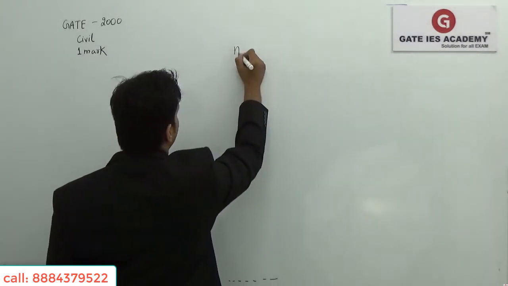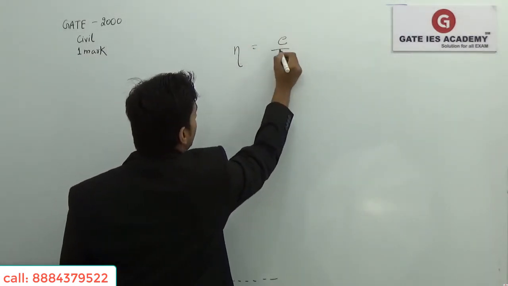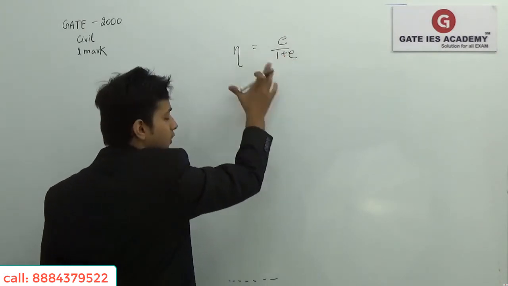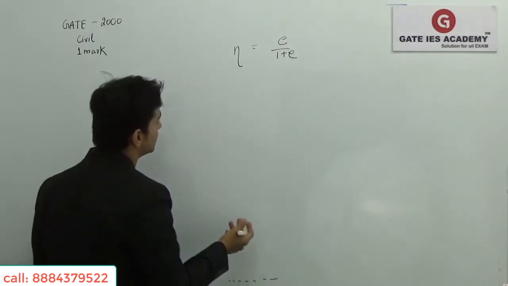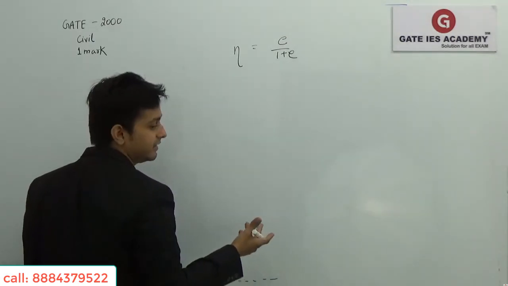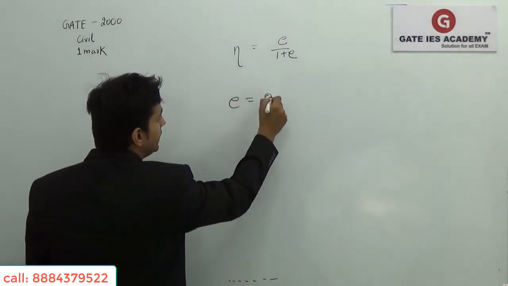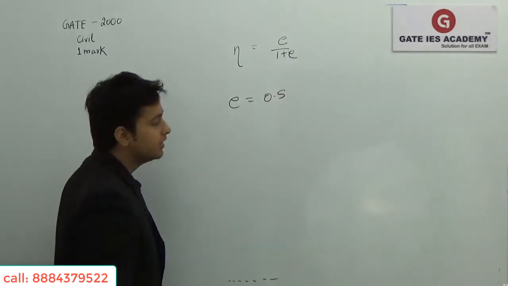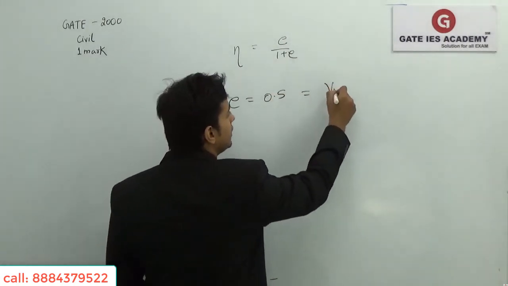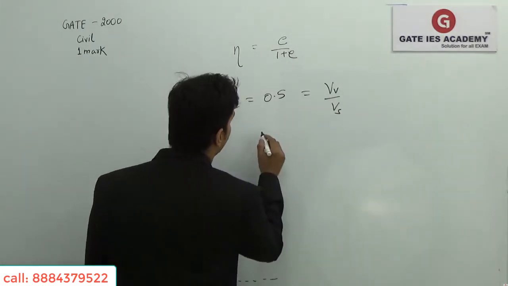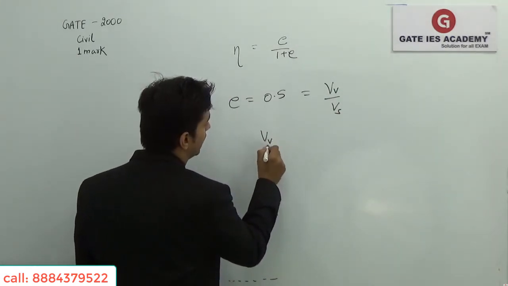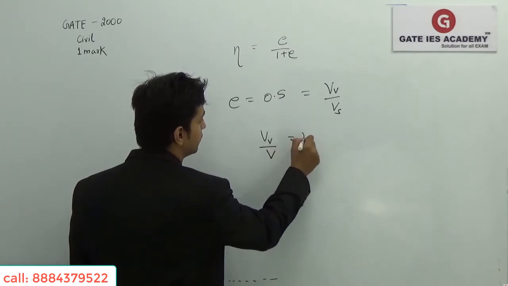You very well know that porosity eta is equal to e upon 1 plus e. If you don't know this formula also, then also you can use your mind. How will you approach it? It is very easy. e is given as 0.5. Now e is nothing but Vv upon Vs. What we want is Vv upon total V, that is nothing but porosity.